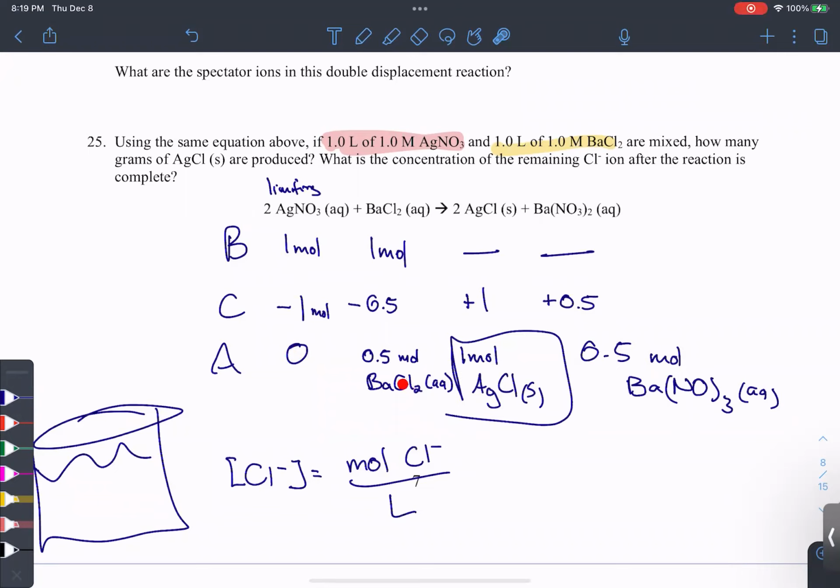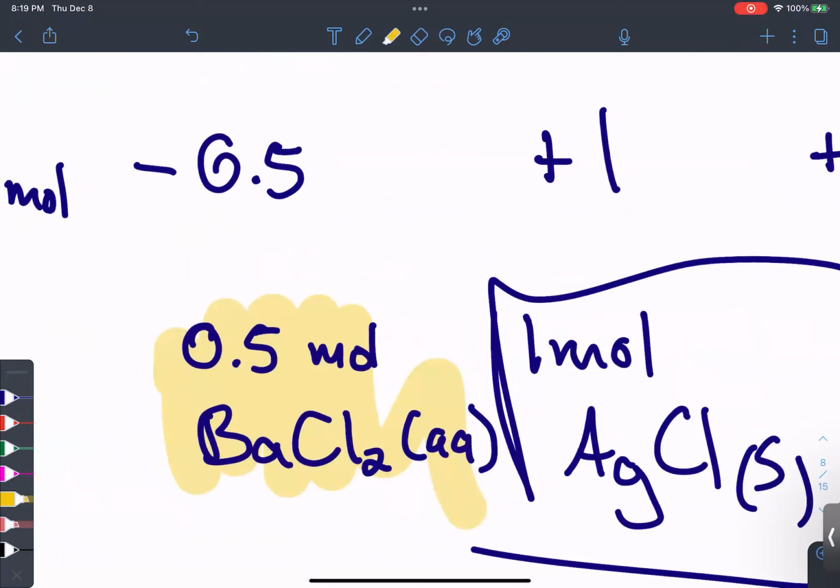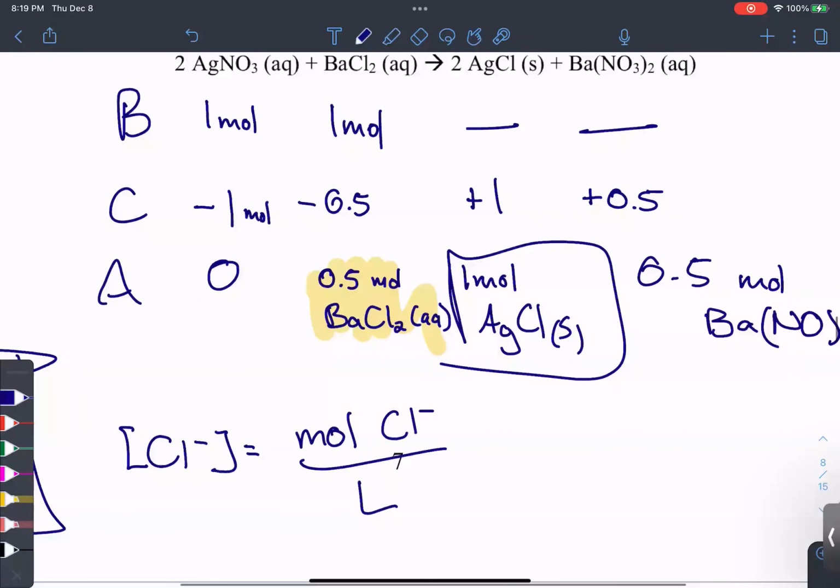Does barium chloride contribute chloride ions? Yes, it does. So we're going to focus on that. If we have half a mole of barium chloride, how many moles of chloride are there? 1, yes, because there's 2 chlorides per every barium chloride. So that equals 1 mole of chloride.